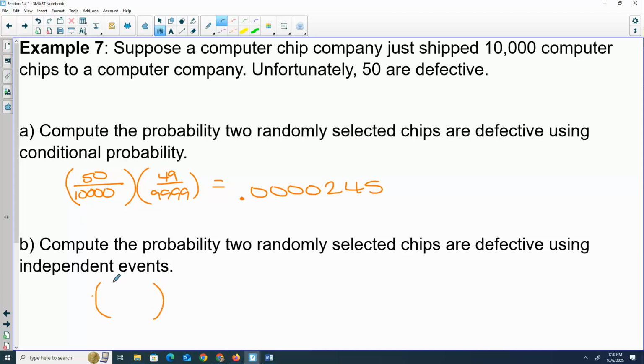What if I assumed they were independent? Instead of me standing there and selecting 2, one chip gets selected at one point and somebody else picks a chip to test later on. What would we do? 50 out of 10,000 squared. 2.5 e negative 5, so 0.4 zeros, 25. Is that okay?